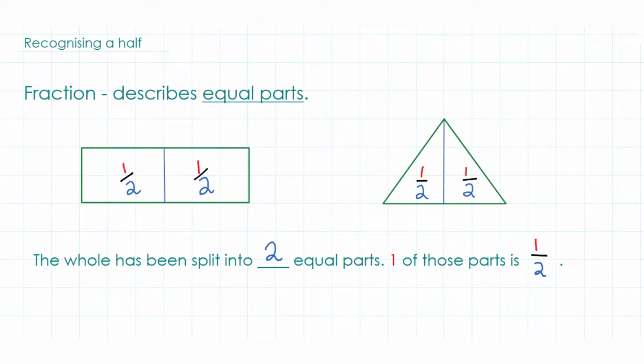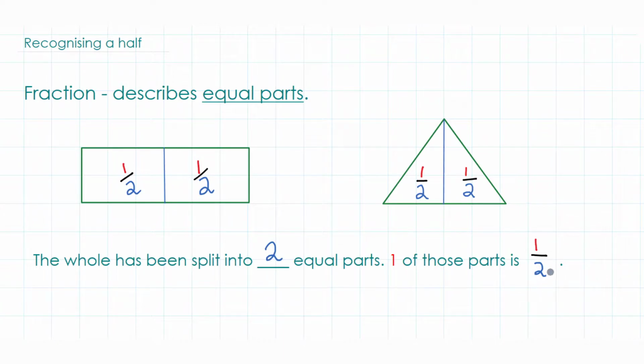We'll start with a recap of some recent learning. We've been looking at a half, a very special kind of a number, a kind of a fraction. And fractions are numbers that are all about splitting up a whole into equal parts. So in these two examples, there's two shapes. They've both been split up into two equal parts. One of those parts is written like this, 1/2, and we call that a half.